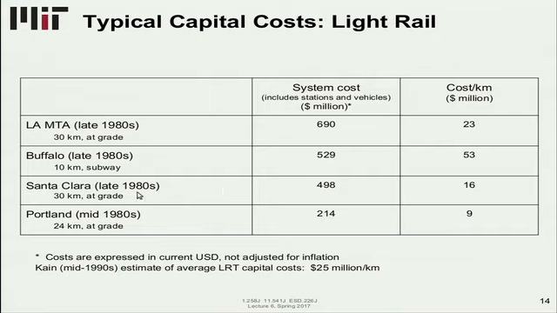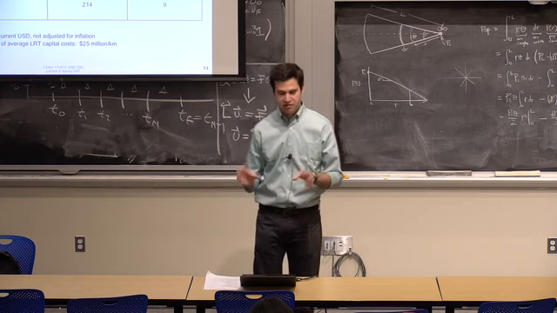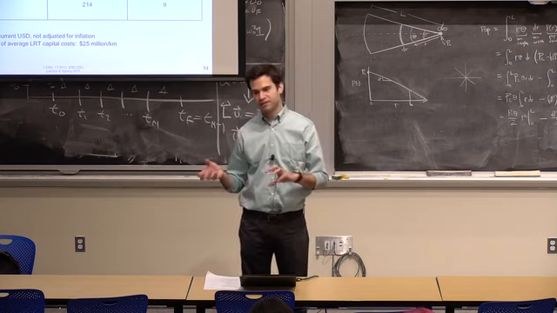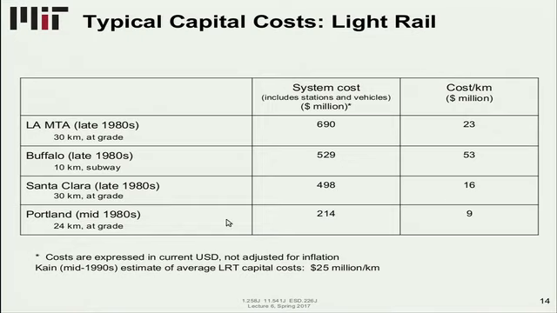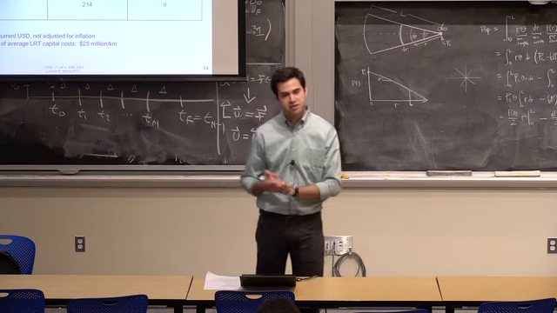Santa Clara, 30 kilometers at grade, so very similar to LAMTA. About 500 million, 16 million per kilometer. So you can see that even in similar systems, there are other details that might affect the cost significantly. And then Portland, mid-1980s, 24 kilometers at grade, 214 million, about 9 million per kilometer. So that was the cheapest of these examples on a unit cost basis.